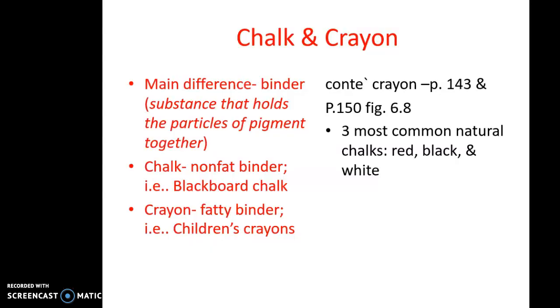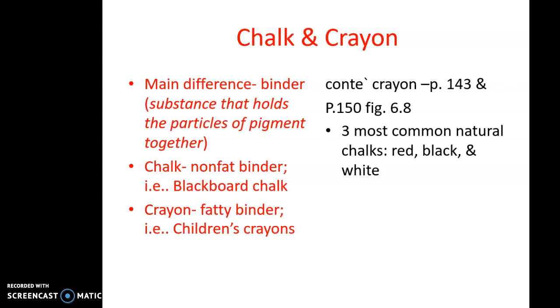Now, chalk and crayon: the main difference between the two is the substance that holds the particles of pigment together, which is called the binder. In this particular exam, you're going to have some definitions, so make sure you're paying attention to definitions like binder. Chalk is considered to be a non-fat binder. A good example of this is blackboard chalk. You write on the blackboard, but it's kind of crumbly, powdery at times. Then you have crayon, which is a fatty binder. Think of your kids' Crayola crayons. That's the kind of binder we're talking about, more waxy based.